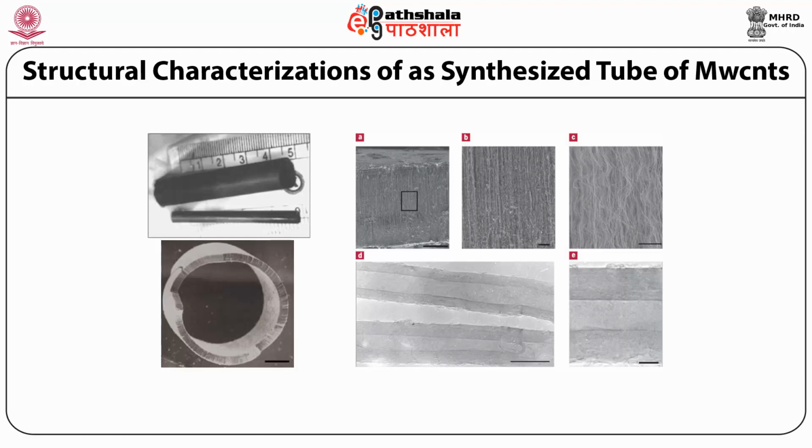A scanning electron microscope image of a thin section extracted from the membrane is shown in C. Figures D and E are the transmission electron micrograph images of the tubes forming these macrostructures. These are well graphitized walls of MWCNT. The range of inner and outer diameter of these nanotubes were found to be 10 to 12 nanometer and 20 to 40 nanometer respectively from TEM analysis.